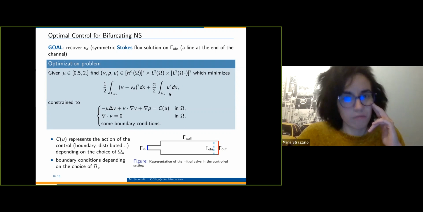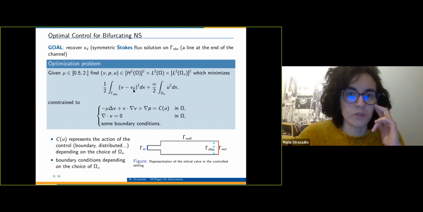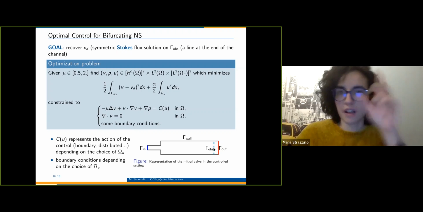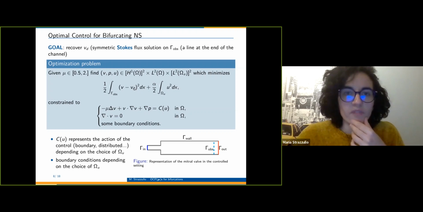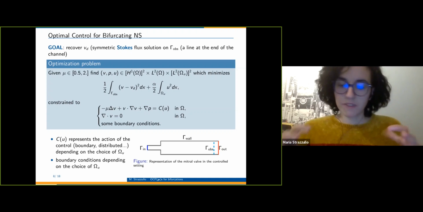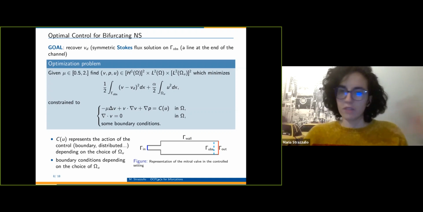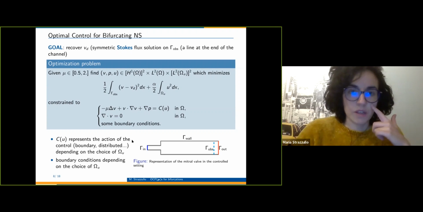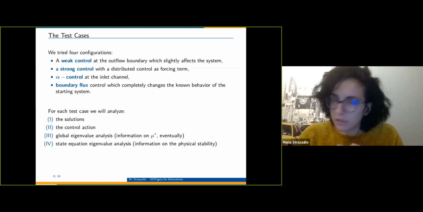Yes, and the functional is given by the L2 norm over gamma obs of V minus V_D. Now, gamma obs is this line here, so it's a line at the end of the channel, and V_D is a symmetric Stokes flux. So basically, we want our system to be as diffusive as possible, okay? So we have that, and as you can see, as usual, we have the L2 norm of the control, okay, penalized by alpha.